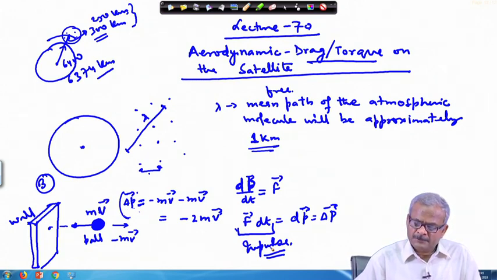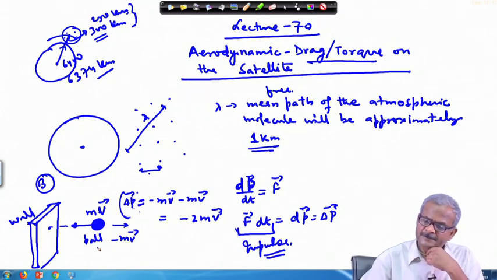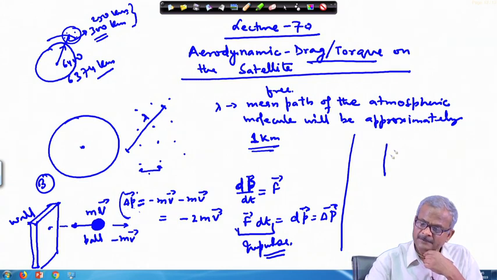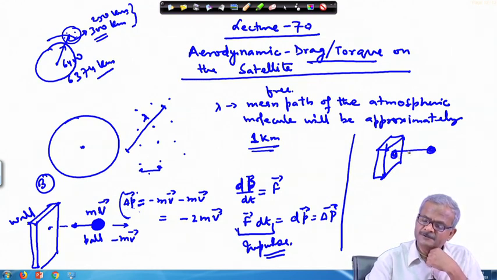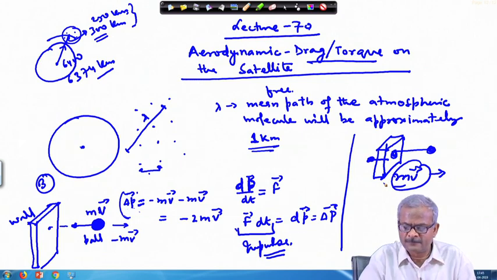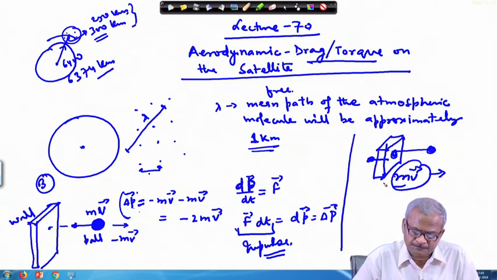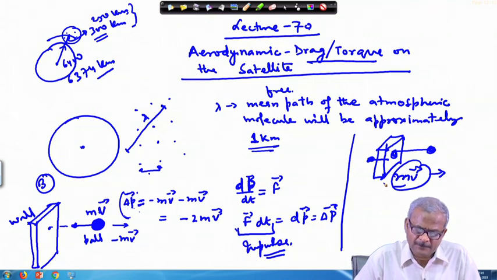In this case, there are two types of things. Here one is the returning, another type can be like this, where the ball goes here and then gets stuck to the wall. So, it is losing its total momentum which was m v. So, this lost momentum will appear as a force applied on this wall. Okay. The same kind of phenomenon occurs with the satellite.